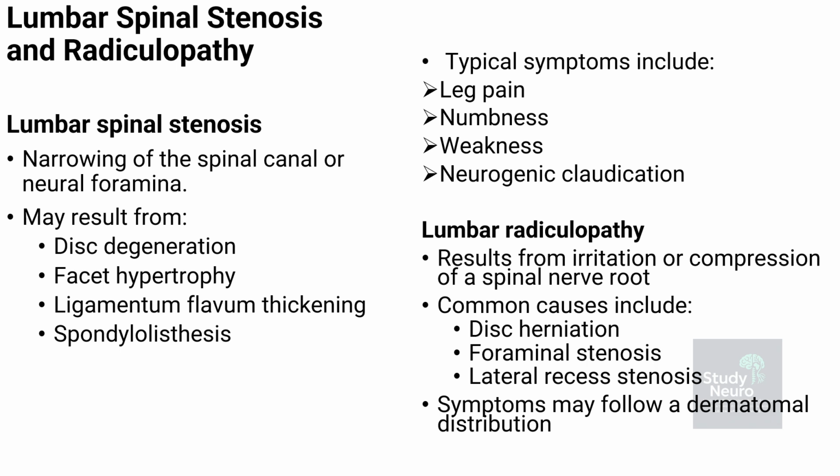Lumbar radiculopathy is different. It occurs when a spinal nerve root becomes irritated or compressed, commonly by a herniated disc or narrowing around the nerve. The symptoms often follow the distribution of the affected nerve root. That pattern can provide an important clinical clue.